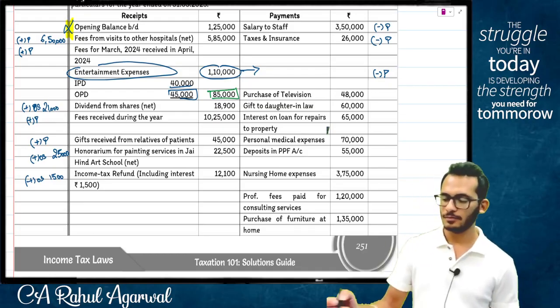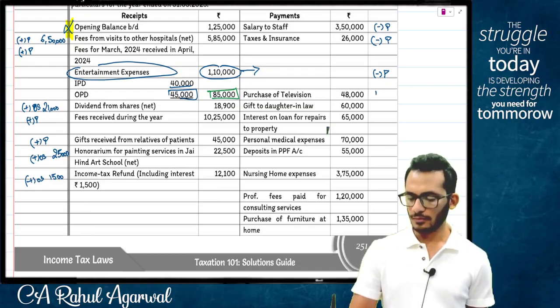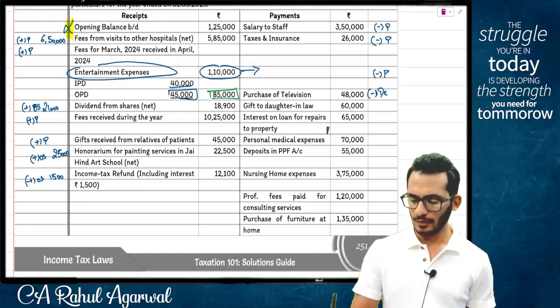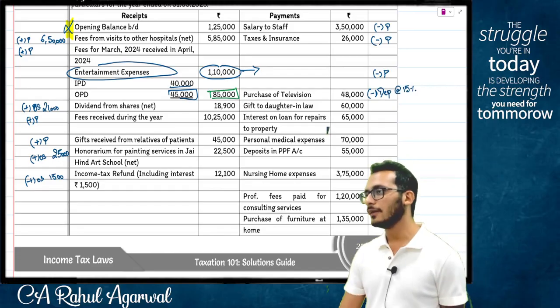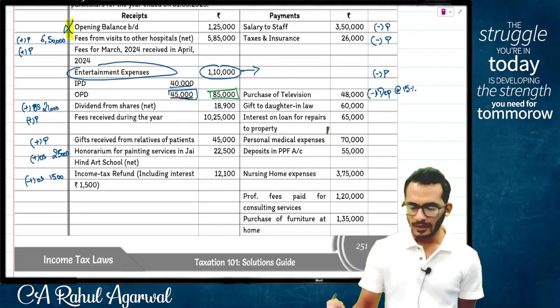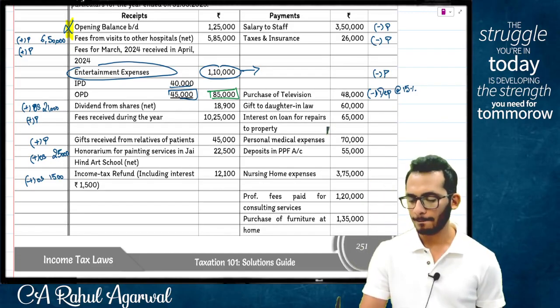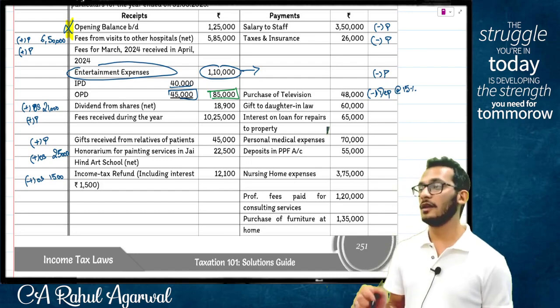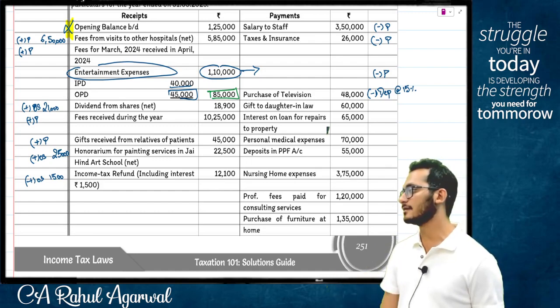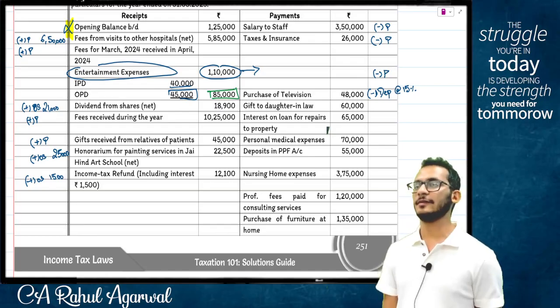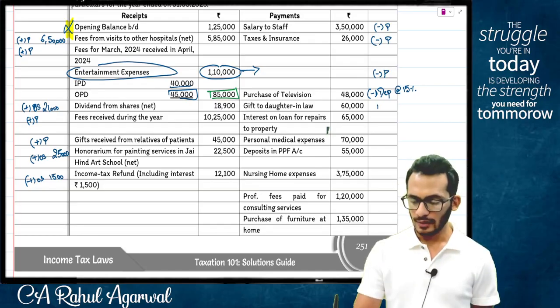Purchase of television, allow depreciation at the rate of 15%. Allow depreciation at the rate of 15%. Gift given to daughter-in-law. People, this is not gift received, this is gift given. This is an expense. Question to you, business expense, non-business expense. Ignore.